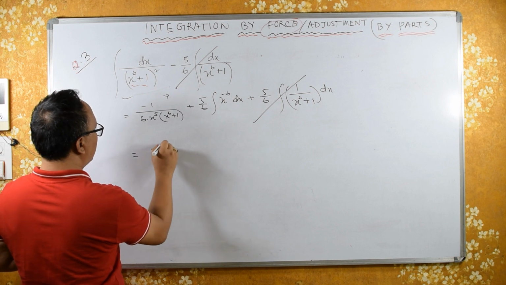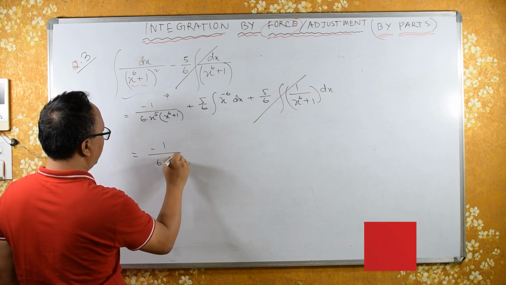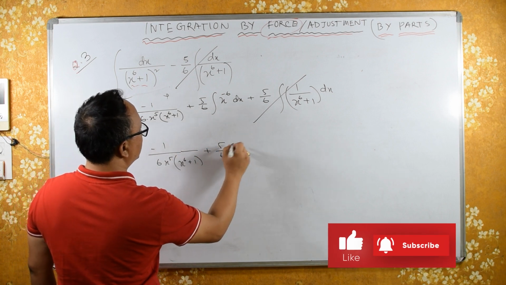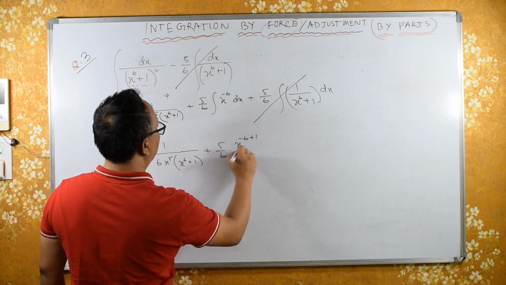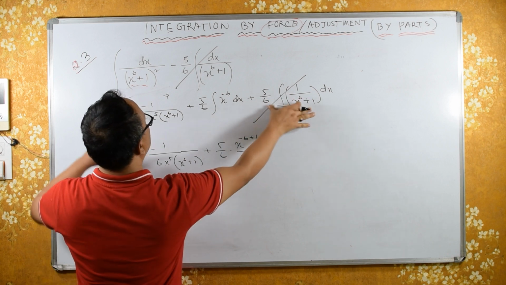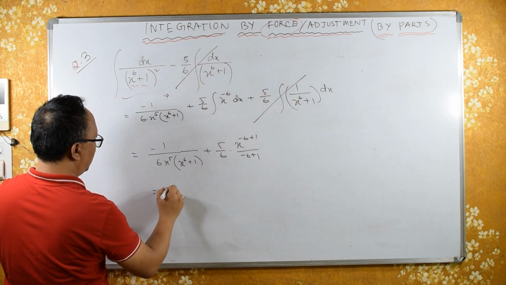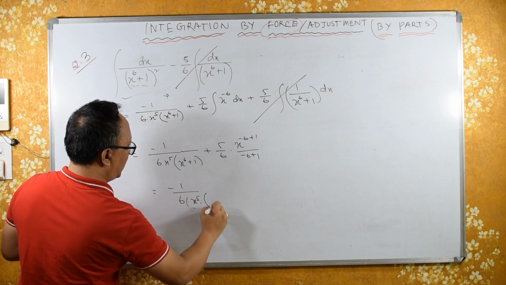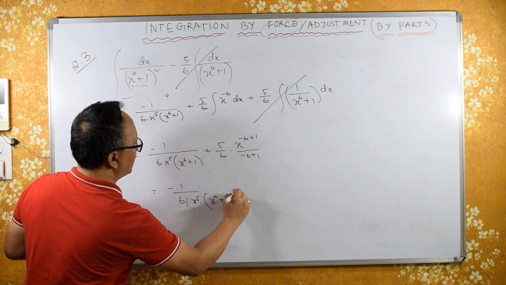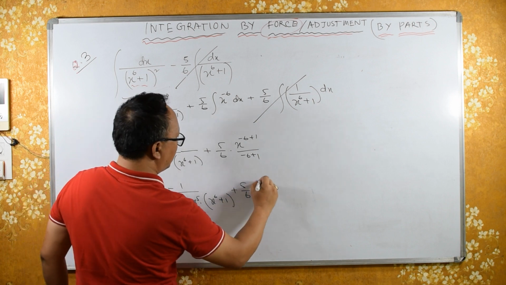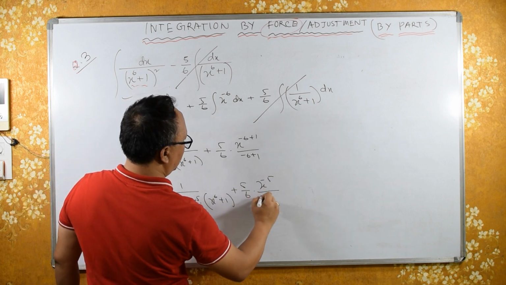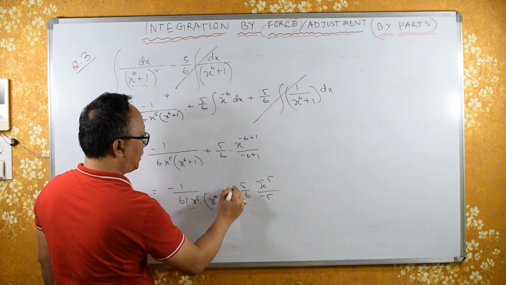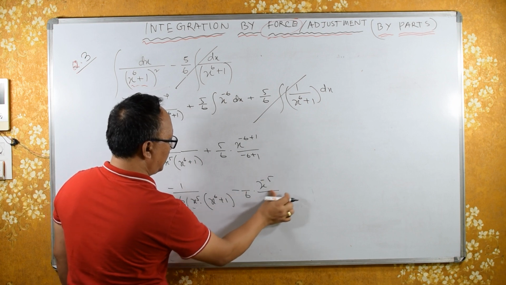It is equal to minus 1 upon 6x^5 (x^6 plus 1) plus 5 by 6 into x raised to minus 6 plus 1 upon minus 6 plus 1. This and this term get cancelled. Here minus 1 upon 6x^5 (x^6 plus 1) plus 5 by 6 x raised to minus 5 upon minus 5. The 5 gets cancelled, and minus will come, so here we have minus 1 by 6.